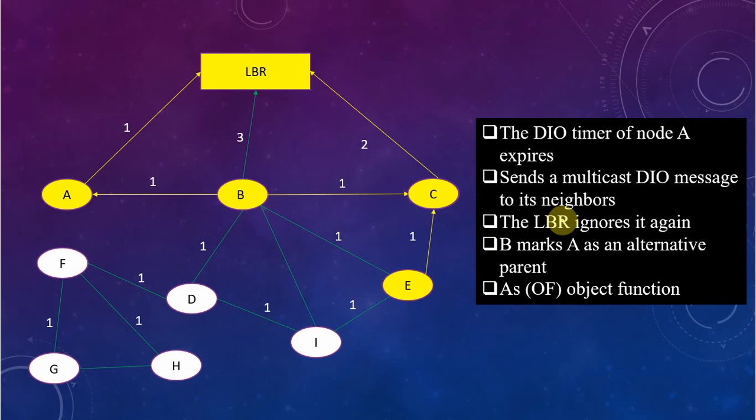Then B marks A as an alternative parent. Note that B already marked C as an alternative parent, and now it will mark A as an alternative parent. So in case both this path and this path are down, that is, the path through C and the other path are down, then at that moment it can route the data through A to connect with the LBR. That's why it will be marking A as an alternate parent. Then, as per the objective function definition, depending on that objective function it will be marking.